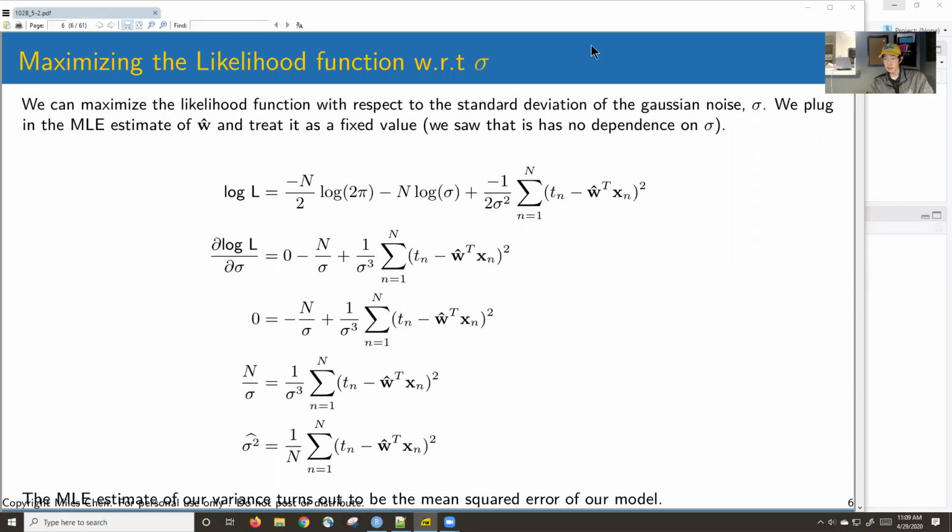Yeah, exactly. So you recognize that this is equal to the mean squared error of the model. So the MLE, the value for the variance, and sorry that the text is overlapping here, the MLE estimate of the variance turns out to be the mean squared error of the model. Okay, and so that's what we've got going on.